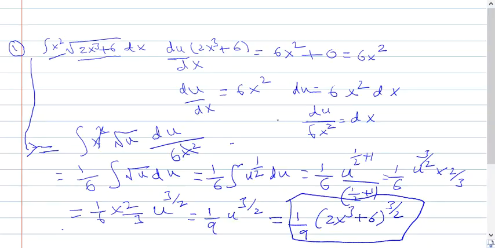I noticed I did write something slightly incorrectly. This should have been just without u. I should have just written d of 2x cubed plus 6 over dx and maybe mention that u is 2x cubed plus 6 here. So anyway, that's the first problem.